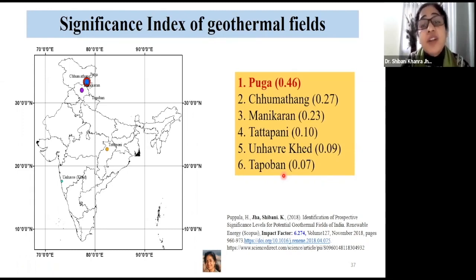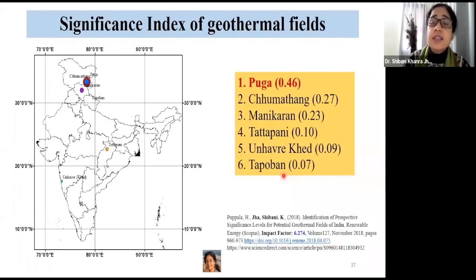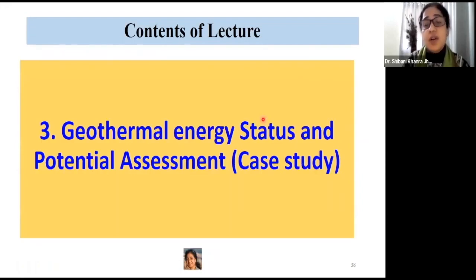So Puga can be taken further to establish either a pilot plant or to explore further for industrial scale electricity generation. Taking this into account, we have taken Puga as the location where the case study could be further done. The next part of my study focuses on geothermal energy status and potential assessment, where Puga had achieved the highest significance index. So that was the field studied in the next stage.